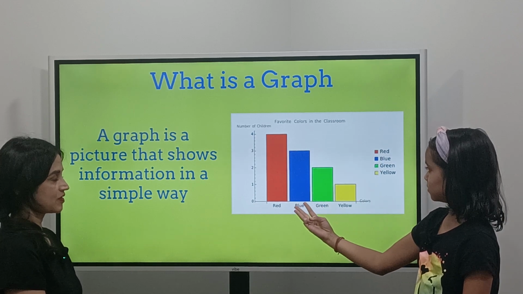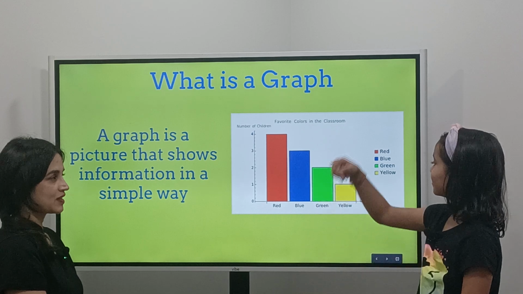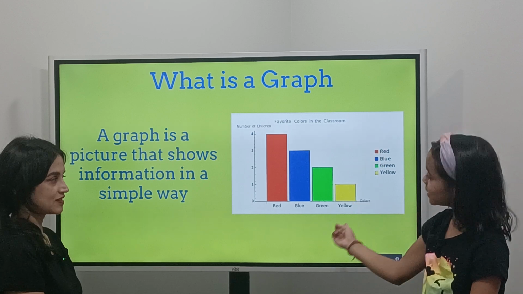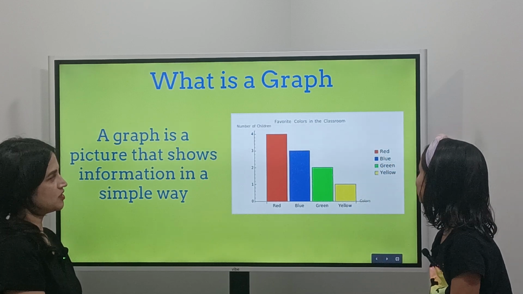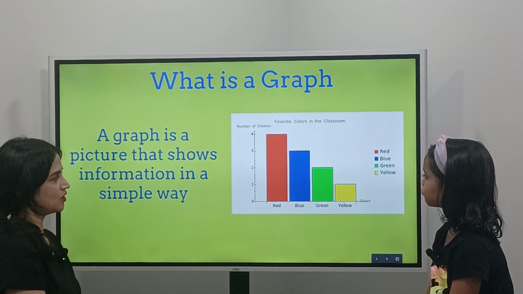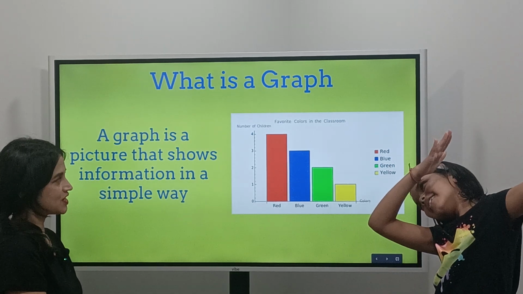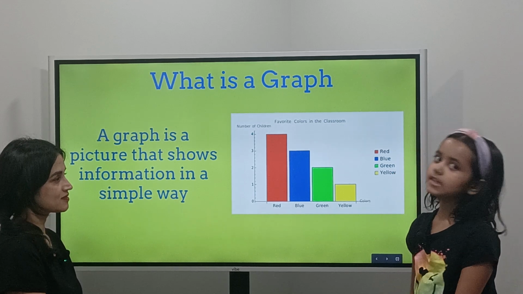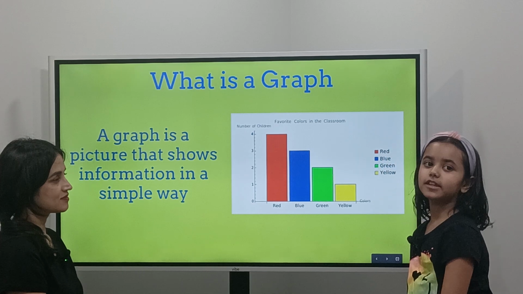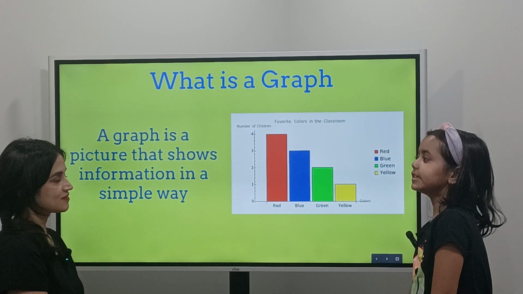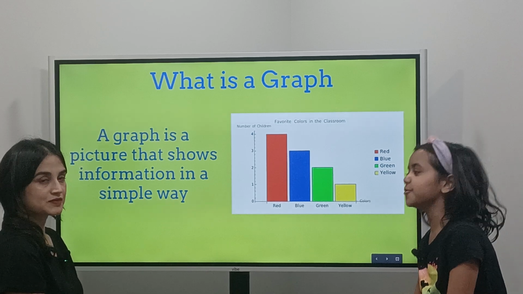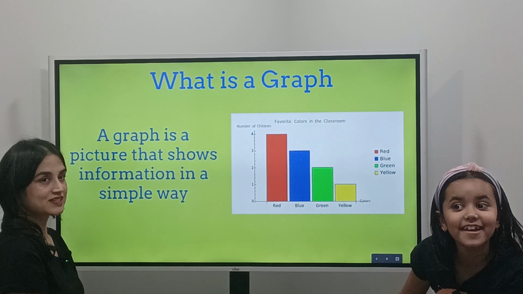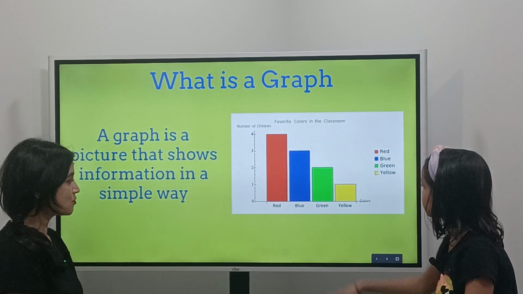And 2 people like green, and 1 person likes yellow. So how many in total? How many people all together in the classroom? 10 students. Do you know how? Because 4 plus 3 is 7, 7 plus 2 is 9, 9 plus 1 is 10. Great. Let's go to the next slide for more detail.